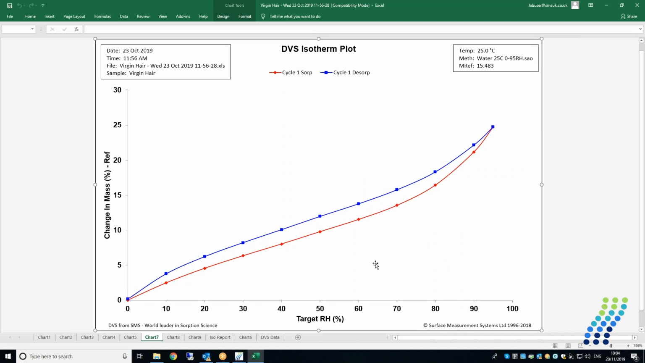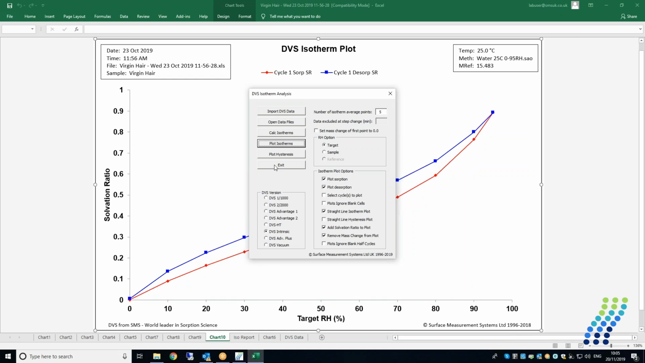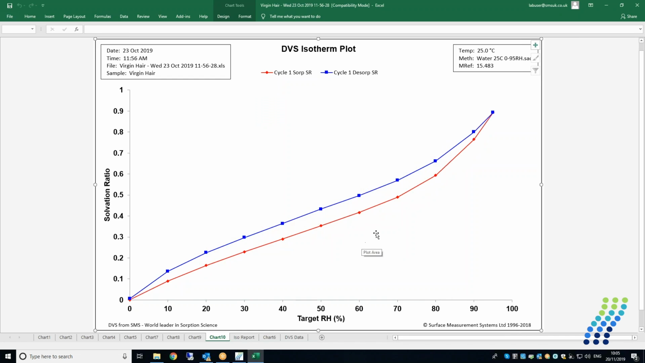So here we have our curved plot. And here we can see a slight difference in a straight line isotherm plot. Finally, there is also an option to add isotherm with regards to the solvation ratio. And for clarification, it's useful to remove the mass chain from this plot. We can then go ahead and plot our isotherm. This generates absorption and desorption isotherm plot with regards to solvation ratio.